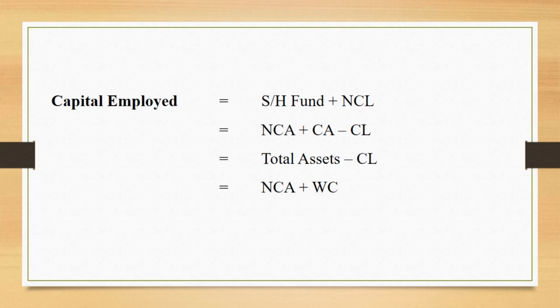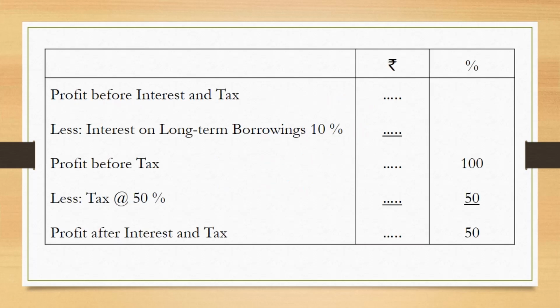And one more fact known to us is working capital. Working capital is current assets minus current liabilities. So formula can be like non-current assets plus working capital. This is a table which will be very handy for solving the sums, basically for interest coverage ratio. The companies normally prepare the table like this at the end of the year as a part of the statement of P&L.